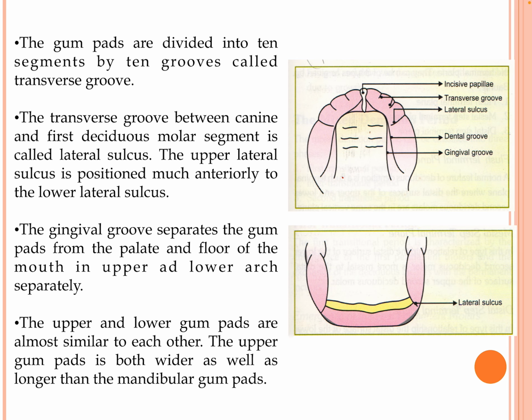The gingival groove separates the gum pads from the palate and the floor of the mouth in the upper and lower arch separately. The upper and lower gum pads are almost similar to each other. The upper gum pad is both wider as well as longer than the mandibular gum pad.